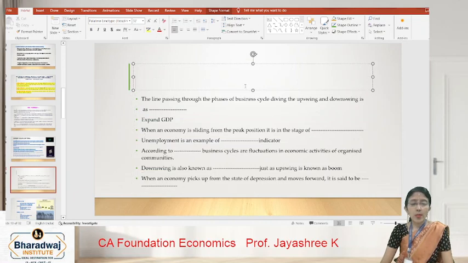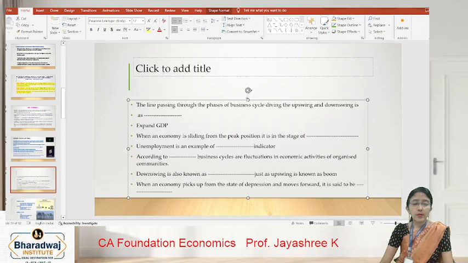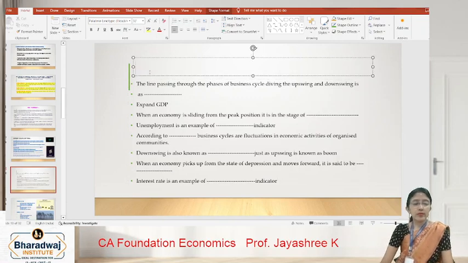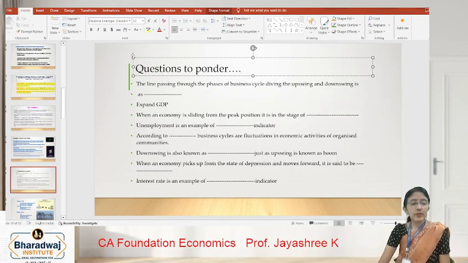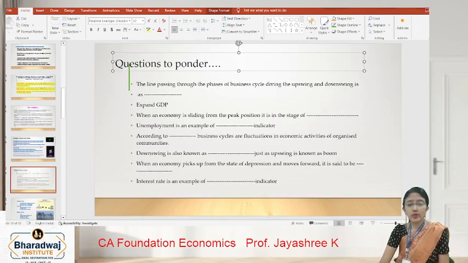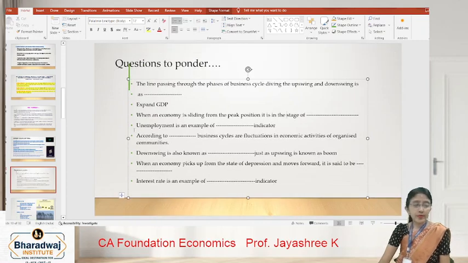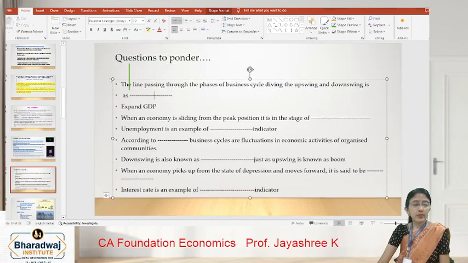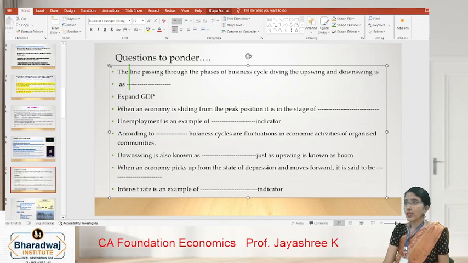Have you answered all? One more I will add. Interest rate is an example of dash indicator. Okay. So have you completed? Yes, very good. Some of you have already said yes, that's very good. Others, do you need time or completed? Now shall we fill up the answers? Is there anyone still doing?